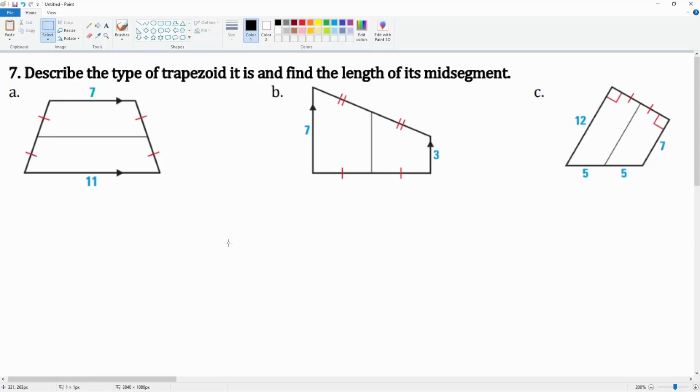Here we have number 7. We're going to describe the type of trapezoid it is and find the length of the midsegment. The midsegment is this line that goes through the middle right here.